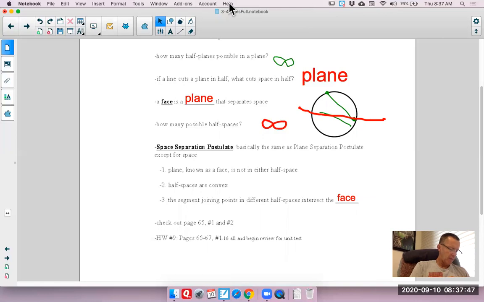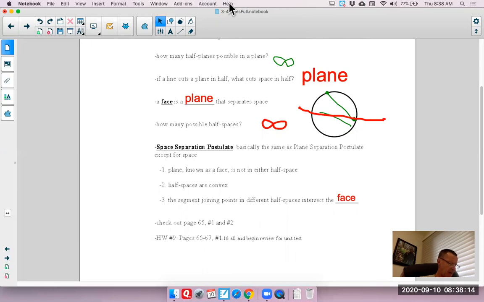Does a point separate a plane? No. Does a point separate space? No. Does a point separate a line? Yes, it does. Think about it, right? A point separates a line into what we call 2 rays. Okay. All right, question number 2.